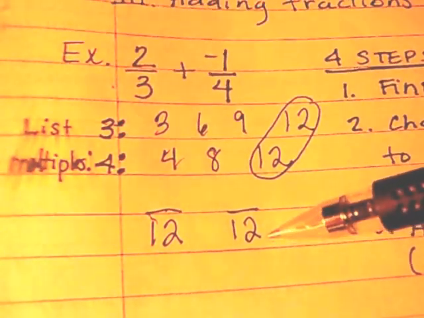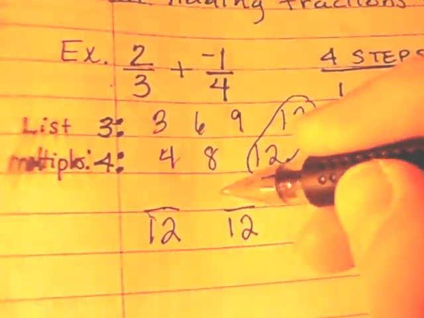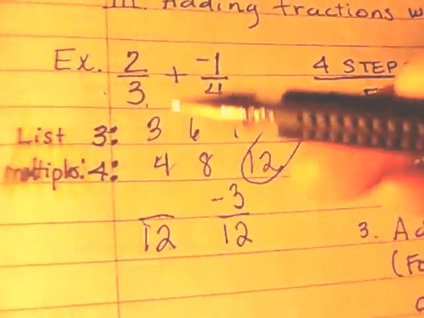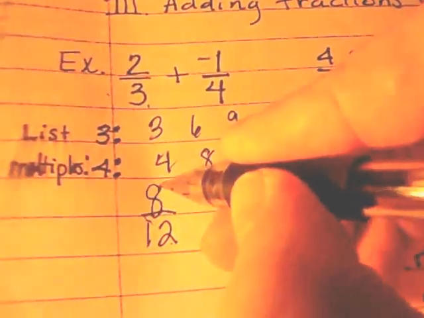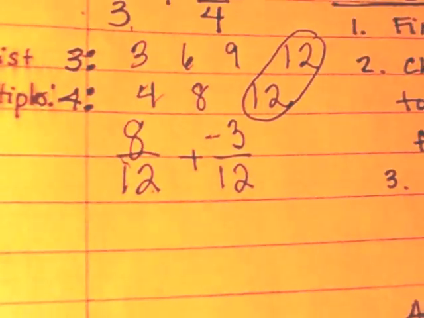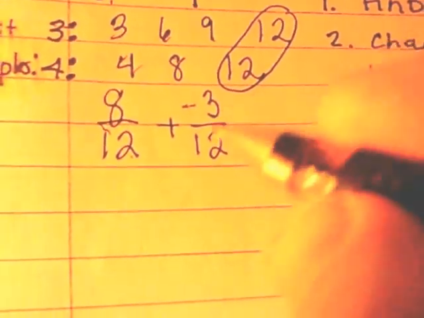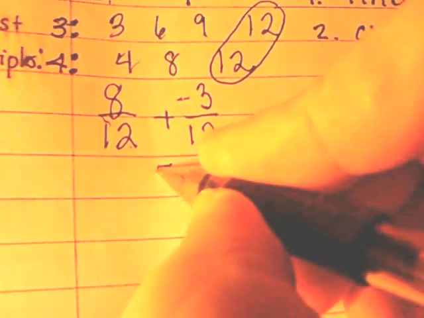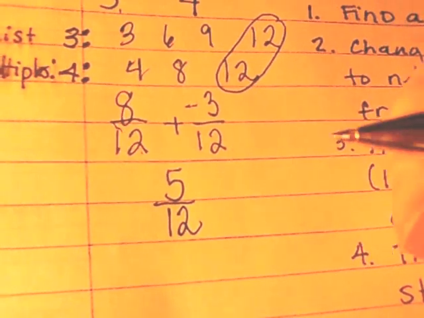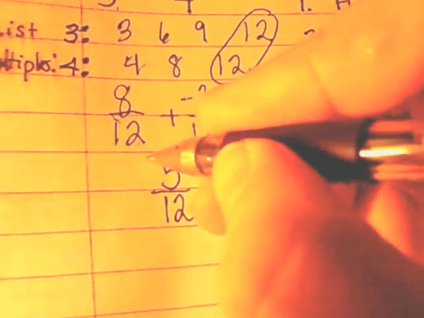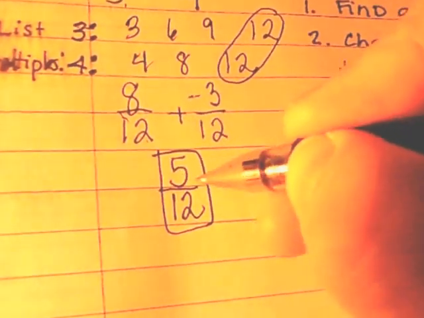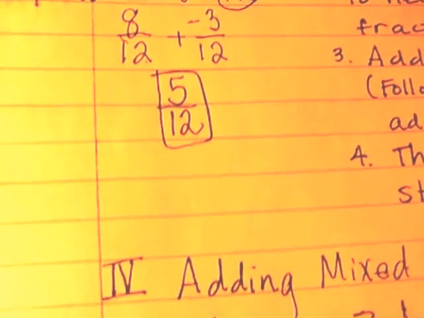So 4 times 3 is 12. -1 times 3 is -3. And 3 times 4 is 12. So 2 times 4 is 8. We're going to add those together. Use your rules for integers. We have different signs, so we're going to find the difference. The difference between 8 and 3 is 5, and the 12 stays the same. Now the sign of the answer comes from our number with a larger absolute value, and that is the positive 8. So it is a positive 5/12 is the answer there.